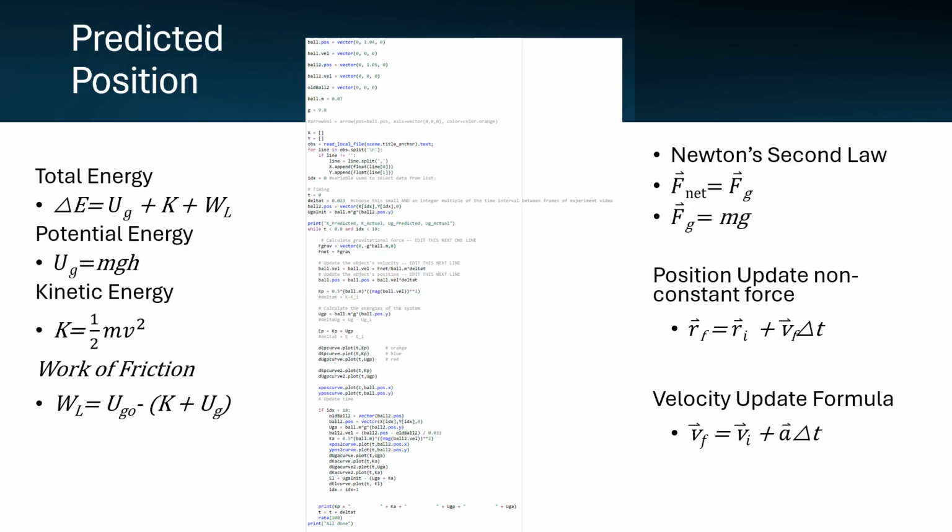So for the predicted position, this is the code I use to get the energies and the position graphs. I calculated the force of gravity, and then I calculated the velocity of the ball, and then the position to get the kinetic energy, and then the potential energy for my predicted model. And I just did the same thing with the actual model, except that I already had the positions.